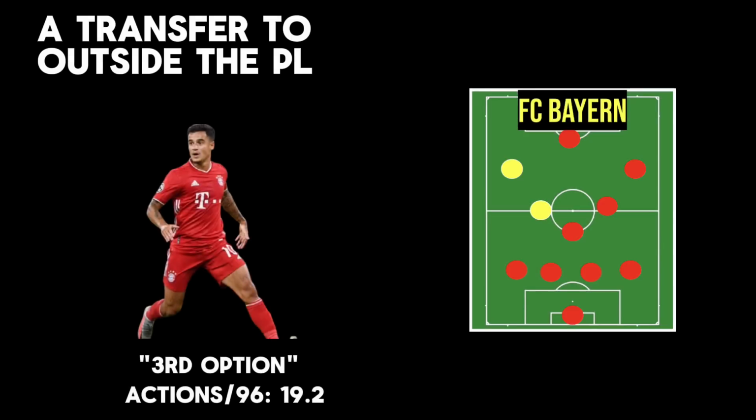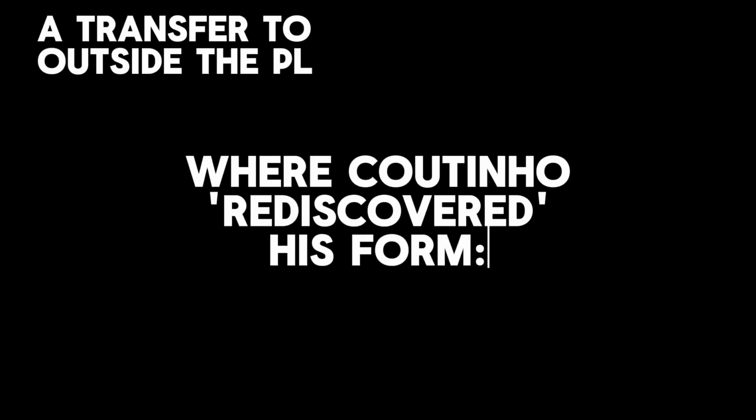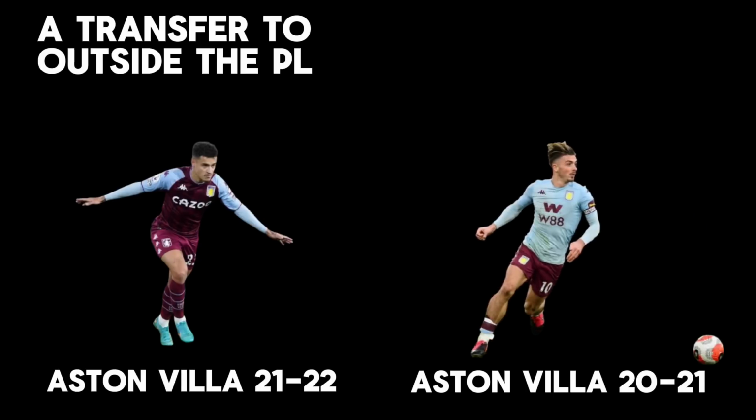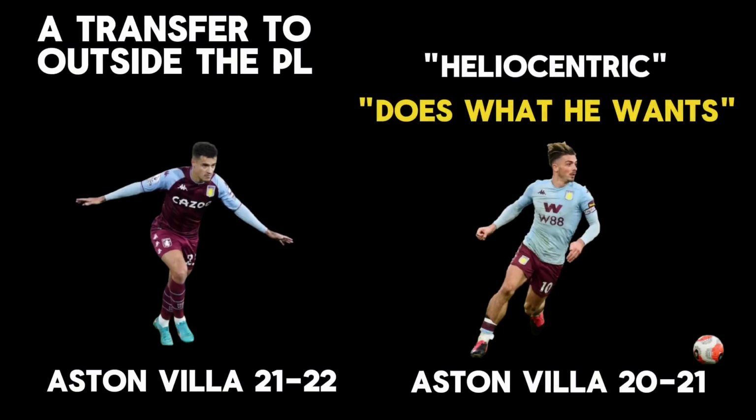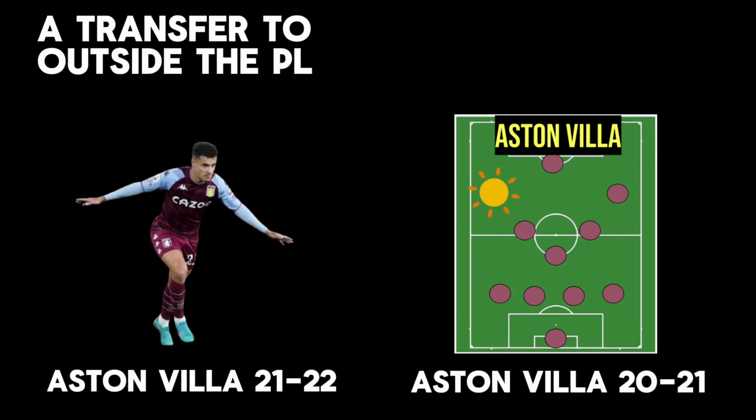When Coutinho went to FC Bayern, he experienced a lot of the same issues. That's because he didn't immediately come in and become the best guy on the team. But you know where he finally did find his form again? At Aston Villa. And who had Aston Villa just lost the season before? That's right, Jack Grealish, an extremely ball-dominant player whose manager told him to go out and do whatever you want. That's the exact position Coutinho knows how to play.